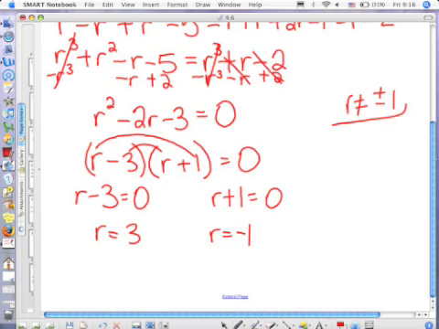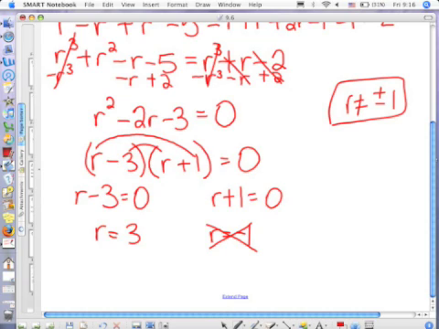But what did we say at the very beginning? R cannot equal negative 1 because it makes the fractions undefined. So that simply means that that's not an option. R is equal to 3 only.